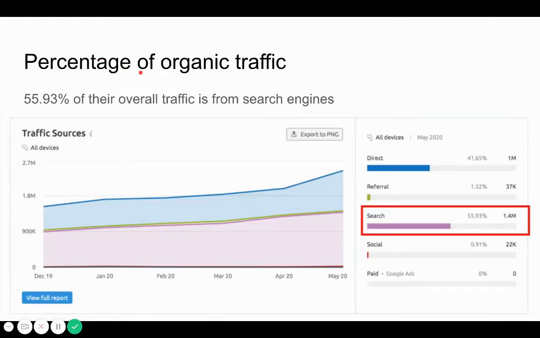And here we get to the part on the percentage of their organic traffic. The traffic they get from search engines, we call organic traffic. Okay, so that's the definition of organic traffic. They are getting 55.93%. And you also have to point out that some of the direct traffic is very likely from search.